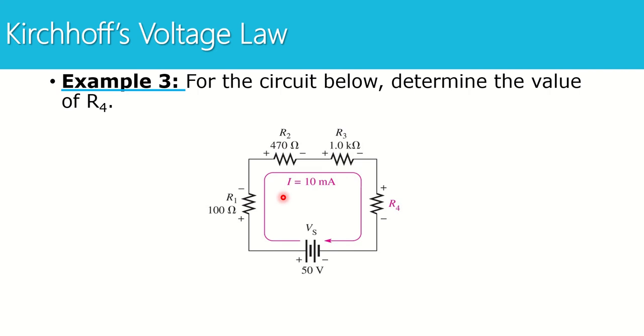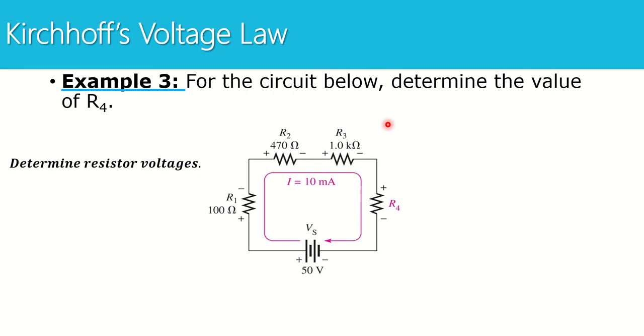Let's move on to example 3, another KVL example. For the circuit below, determine the value of R4. Let's look at what we've been given. I have a DC source where the positive terminal is to my left. Current flows around like this. I know R1's value and I can see the polarity. I can see the polarity of R2 and its value, the polarity of R3 and its value, and I don't know anything about R4. And I also know the total current in the circuit. So we're going to determine the value of R4 using this information we're given.